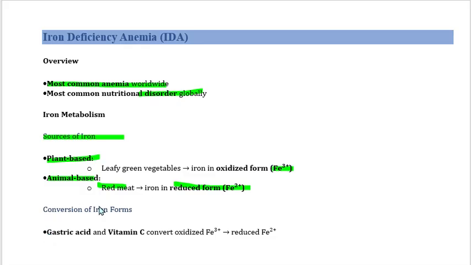So in the body only the reduced form is absorbed from the GIT. So first, if there is oxidized form, it needs to be converted to reduced form. So gastric acid and vitamin C convert the oxidized iron to reduced form, making it absorbable.